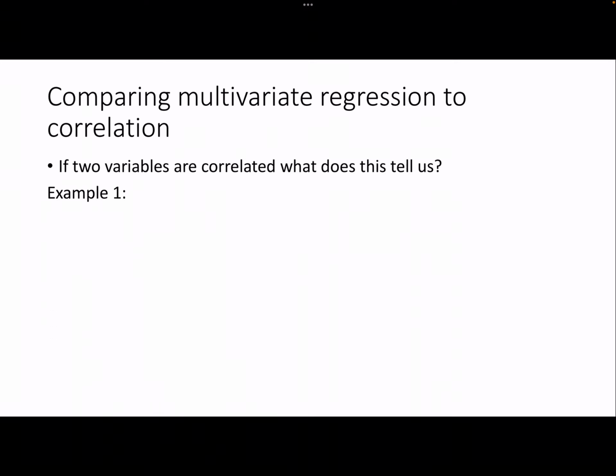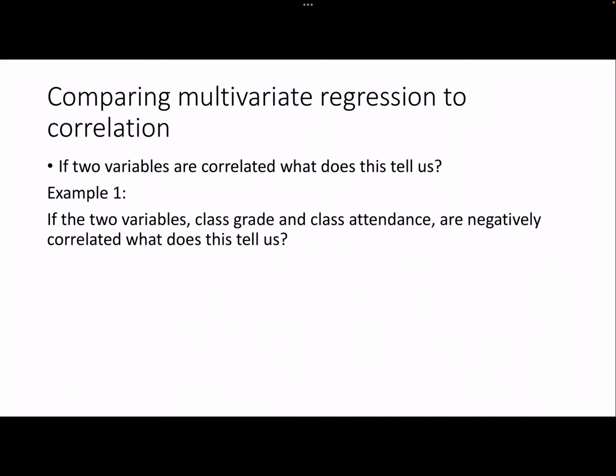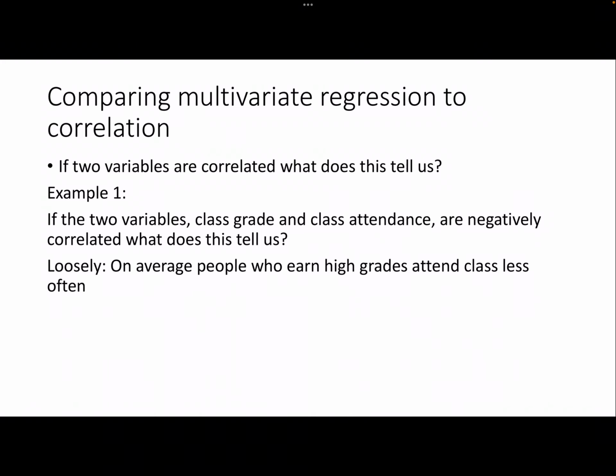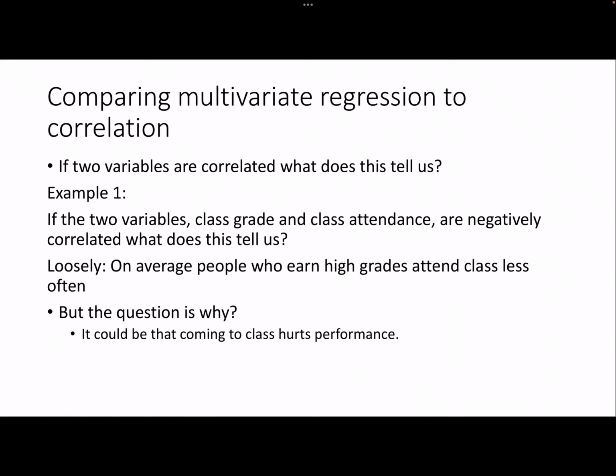So our first example is from when I was working at a university. They found that the two variables, class grade and class attendance, were negatively correlated. Loosely, this says that on average, people who are earning higher grades are attending class less often. So the question is why? What is going on here? This was very confusing to a lot of the administrators there. It could be that on average, teachers at this university are doing a horrible job and attending class actually hurts your performance.